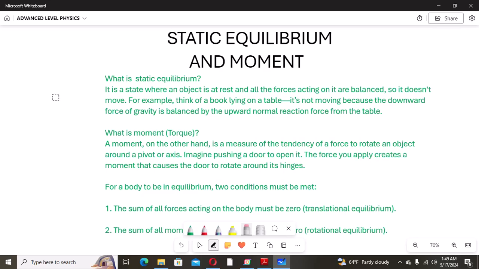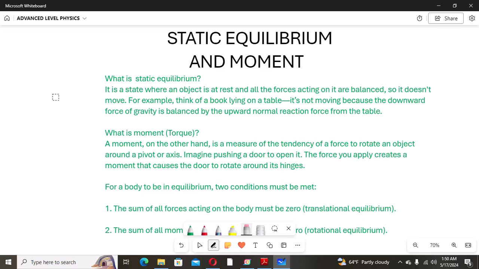If we say an object or a body is in a state of equilibrium, in this case static equilibrium, because there are so many types of equilibrium in science, okay? For example, there is a thermal equilibrium, which involves temperatures of bodies. Now we're talking about static equilibrium, which involves forces. So when we say an object is in a state of static equilibrium, that simply means an object is at rest, because all the forces acting on this body are balanced. So the body is not moving.